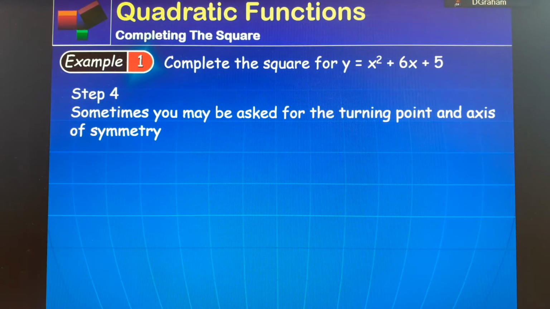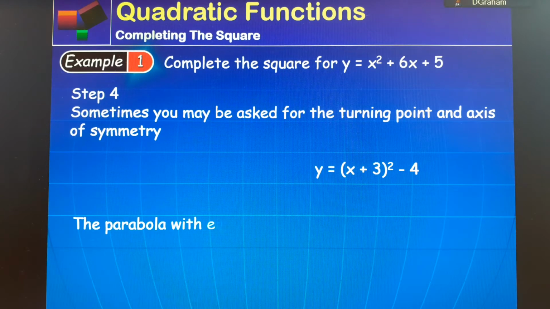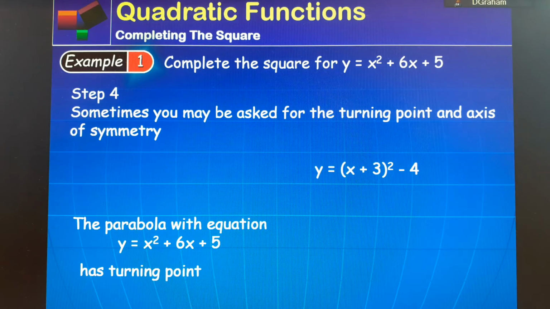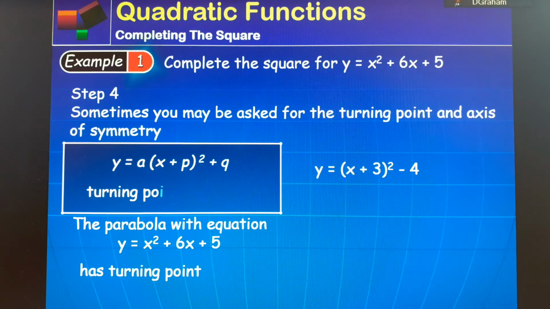Now you might be asked to take it further. You might be asked to show that you have an understanding of what it means. So you might be asked for the coordinate of the turning point and the axis of symmetry. So that's just a reminder of what the completed square form was. So you use the bracket, you use the bracket and you make it equal to 0. So if x plus 3 is equal to 0, that means that x is going to be equal to negative 3. So your bracket must be made equal to 0 to get your coordinate.